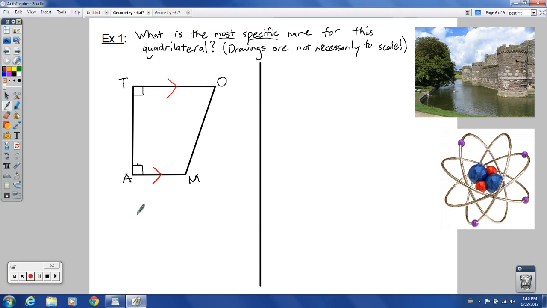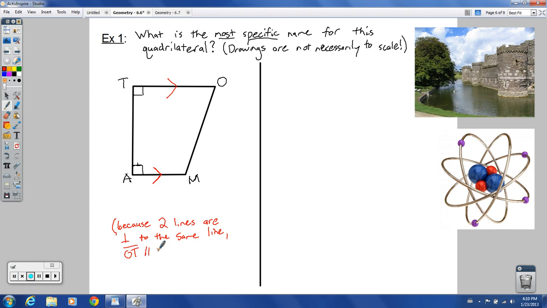So let's write that in as a justification down here. I'm going to leave a little space to answer the question, but let's do that in a different color because two lines are perpendicular to the same line.